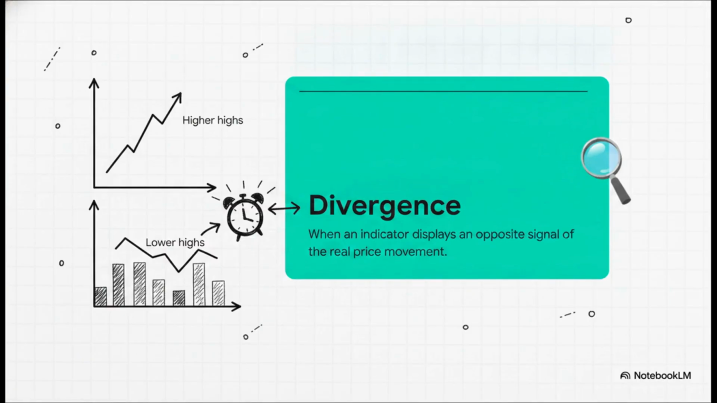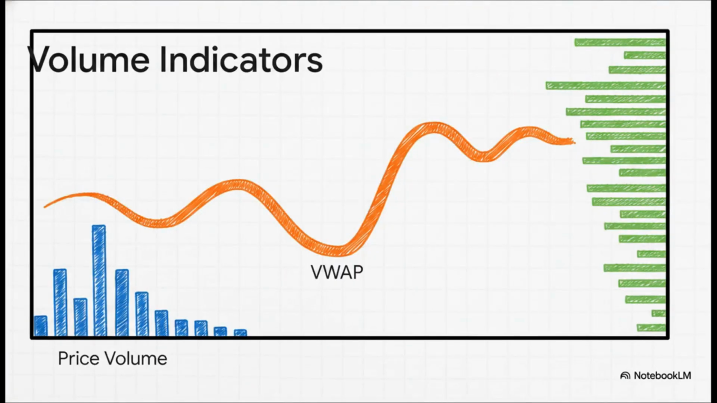So the physical price is making higher highs, but your MACD indicator is making lower highs? Well, that's a bearish divergence. It means the momentum is quietly fading behind the scenes, signaling that a major reversal could be right around the corner. Here's the thing, though. An indicator is really only as good as the conviction behind it. And that brings us to volume.